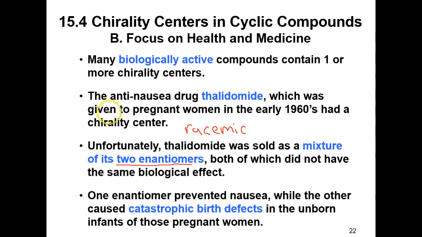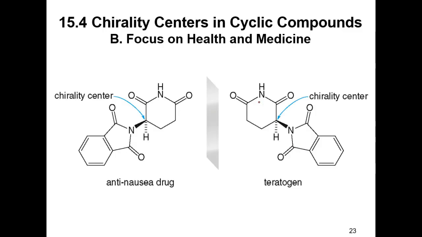So this is a classic example. This is the example everybody talks about when you talk about chirality. Here are actually the compounds. Here's the chiral carbon right here. You can see there are four different groups: a nitrogen, a hydrogen, a carbon with a carbonyl, and then a CH2 group. This structure was perfect. It stopped morning sickness, but the other enantiomer caused the birth defects.